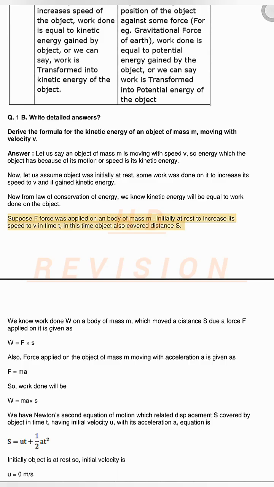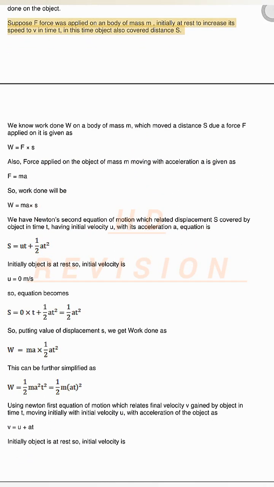Suppose force F was applied on a body of mass m, initially at rest, to increase its speed to v in time t. In this time the object also covered distance s. We know the work done W on a body of mass m, which moved a distance s due to a force F applied on it, is given as W equals F times s.